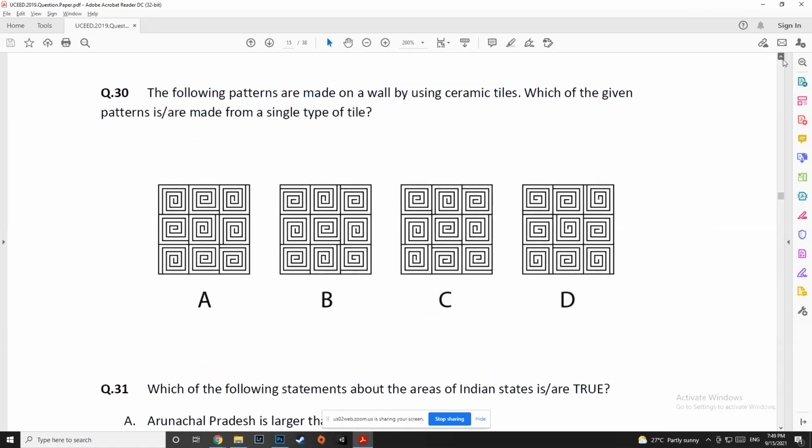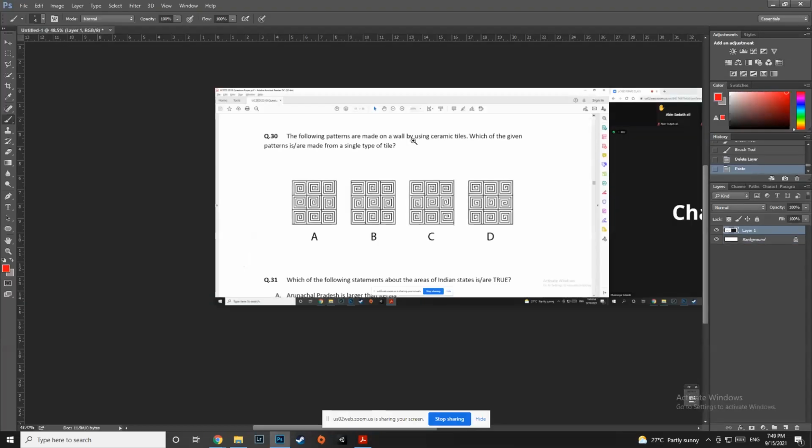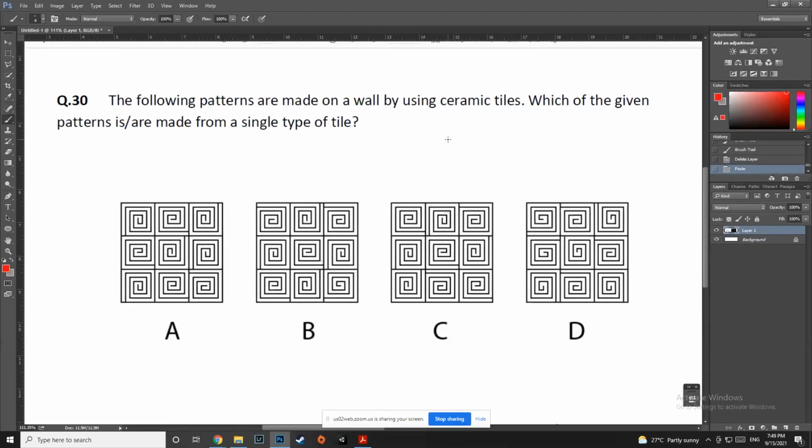Now this is pattern recognition. The following patterns are made on a wall by using ceramic tiles. Which of the given patterns is or are made of a single type of tile? Now again, multiple select question. So they're asking about this tile. You can see it is made of 9 small tiles, right? So they're saying how many of these bigger tiles are not made of the same type of tiles.